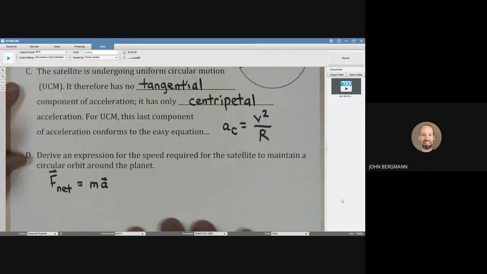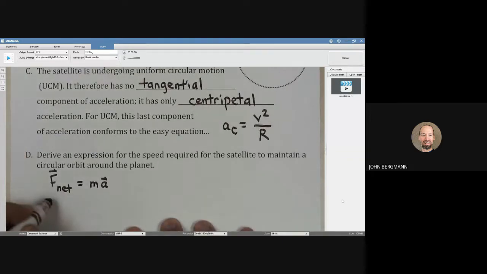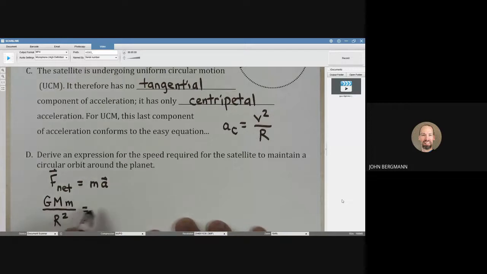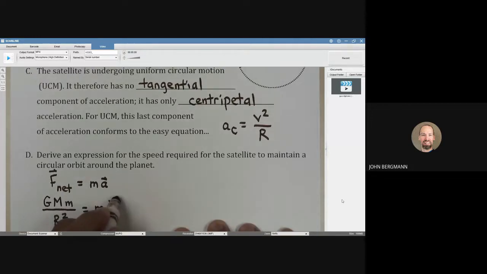Let's write an expression for the force of gravity on this mass. That would be big G times the mass of the planet times the mass of the satellite divided by the distance between them, which is given as r squared. And that should equal the mass of the satellite, which is also little m, times its acceleration. Now this is centripetal acceleration, which we just showed was going to be v squared over r.